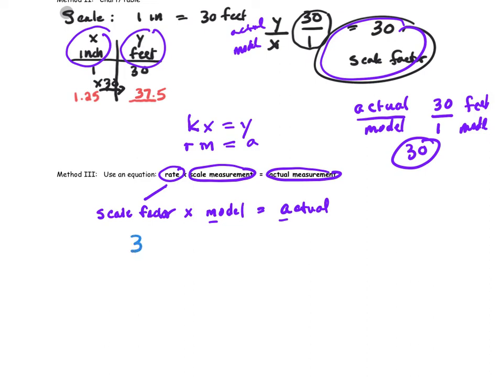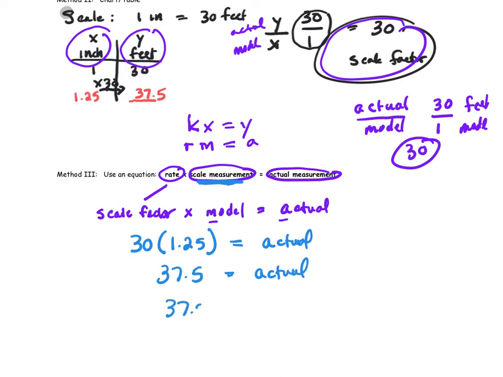So we're going to start with 30. We're going to multiply the measurement that they give us on the scale. And if you recall, that was 1 25/100. And that's going to give us the actual measurement. So if you recall, all three times we've gotten 37 5/10, and that's the actual measurement. And once again, if we look back, that is in feet. So 37 5/10 feet. So each one of these models has given us the same answer. So now let's move forward and try this again.